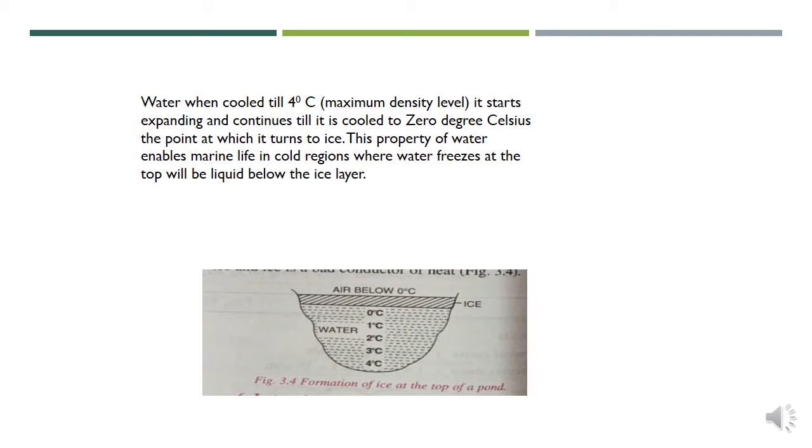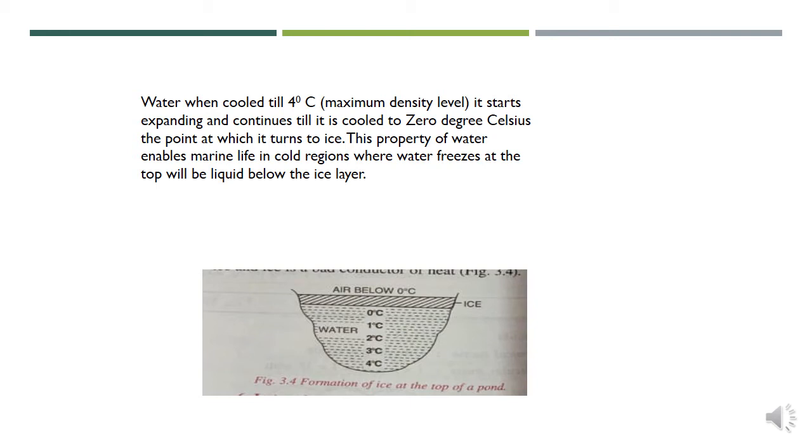Water, when cooled to 4 degrees centigrade, starts expanding and continues its expansion up to 0 degrees Celsius. It has maximum density at 4 degrees centigrade. At 4 degrees centigrade, it sinks because of maximum density, and the upper layer in a lake is converted into ice. This enables marine animals to live in cold regions.